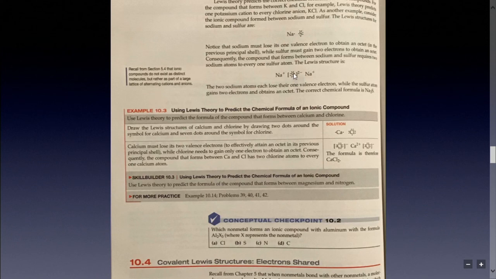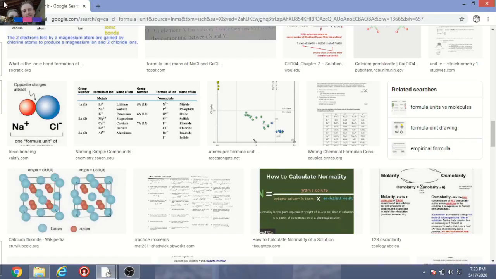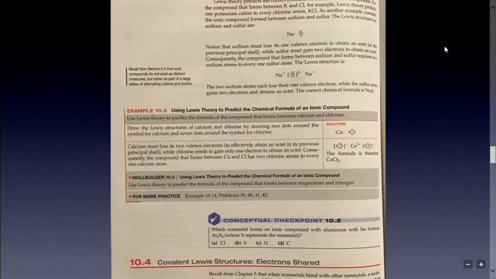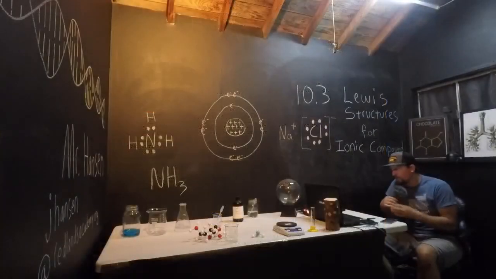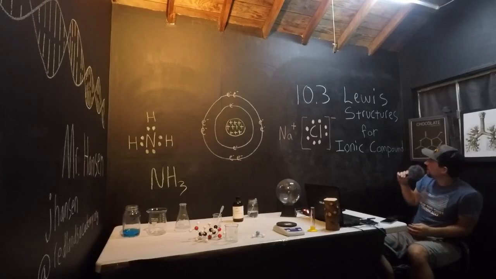But at the end of the day, we have an octet, we have an octet, and we have an octet. The reason I don't like these is because they don't actually show the octet there, do they, around the sodium, but it's technically there, remember? We talked about that. Okay. So that's going to be it for writing Lewis structures for ionic compounds.